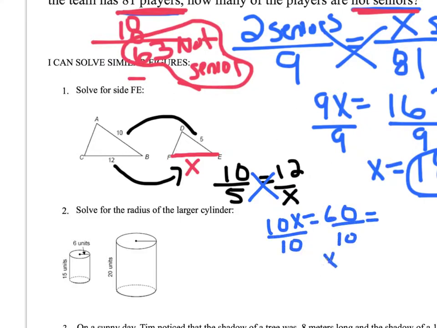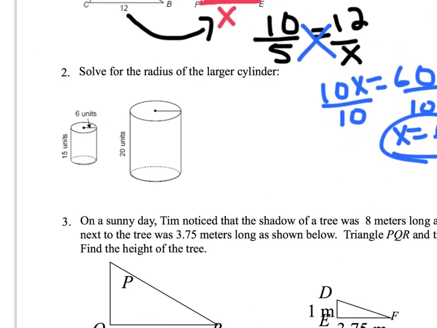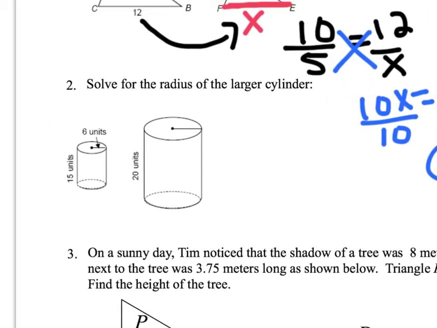And it equals 6, right? So that is true on this one. For the second problem, it looks a little different, and you've got to use some of your old knowledge here. It says solve for the radius of the large cylinder. Cylinders are all similar. We didn't really touch on these, but that's okay.